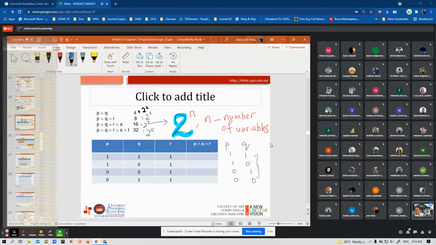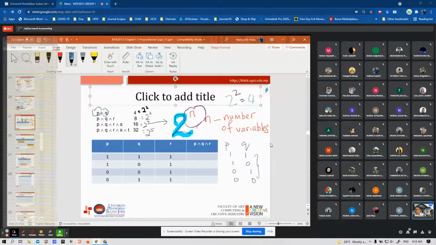N is the variable. Let's say you have P and Q. We have 2 variables here, and then 2 power of 2 is equivalent to 4. And then we have P, Q, and R. Suppose we have a truth table of 8 rows: 1, 2, 3, 4, 5, 6, 7, 8.